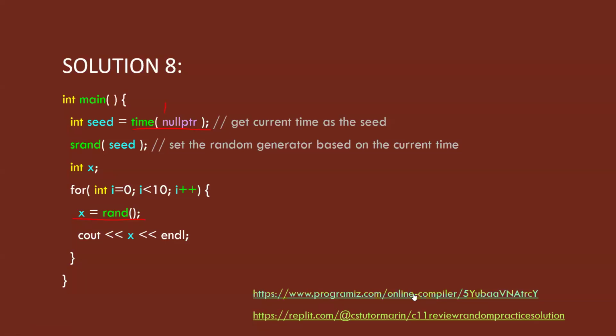So if I run this, now notice with Program IZ, sometimes it's blank. Don't panic, you just got to refresh and rerun it, right? So here I'm going to modulo that huge number by 50. That means the biggest number I should get should be 49, okay? So if we look at this, we're getting different results every time, okay?